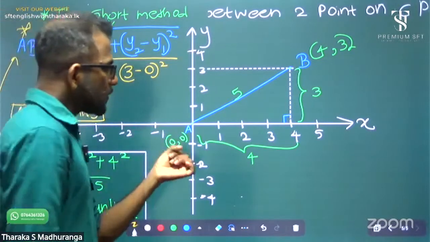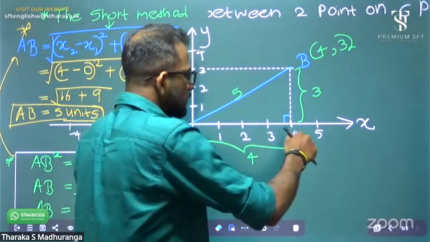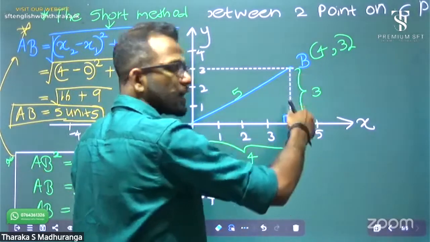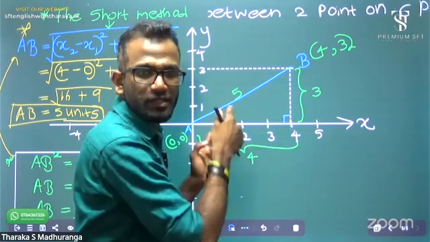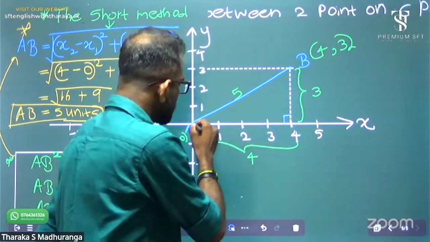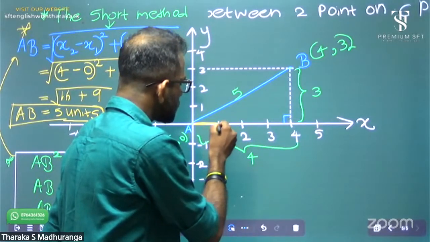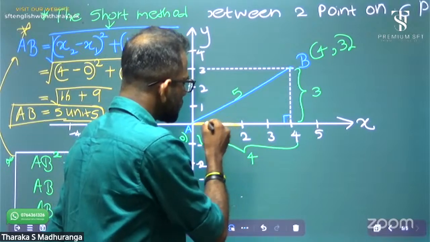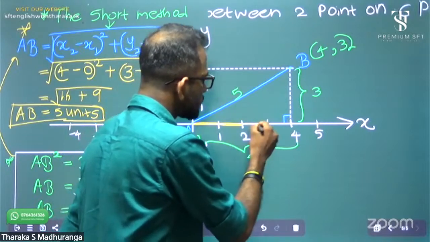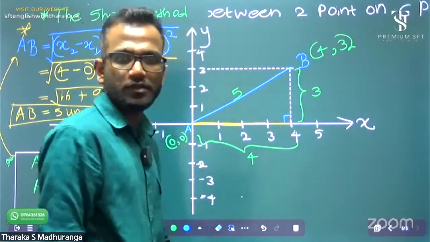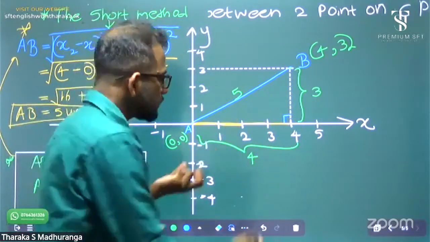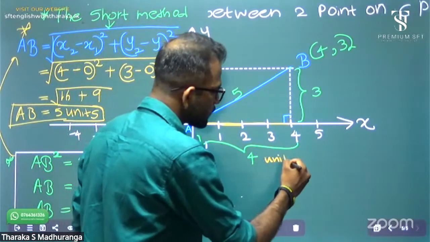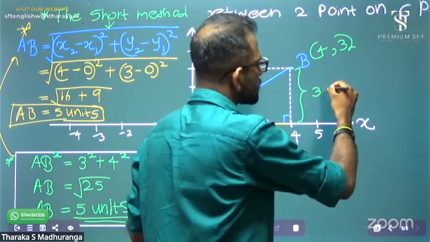Okay, remember, if you got this horizontal axis of this triangle, it's 4 units. Remember, 1 unit means the gap between these two numbers. 1 unit, 2 units, 3 units, 4 units. That's why we call it 4 units. It's 3 units.